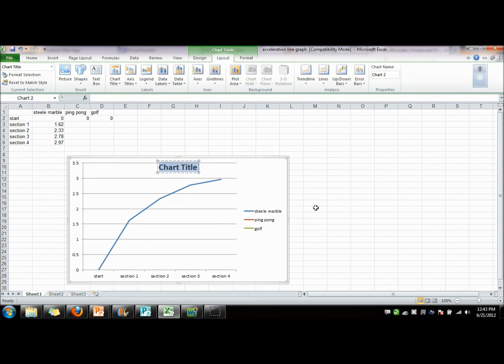You can highlight that in order to erase it and then start typing over it. We want the title of our chart to be a velocity-time graph of 3 rolling objects.